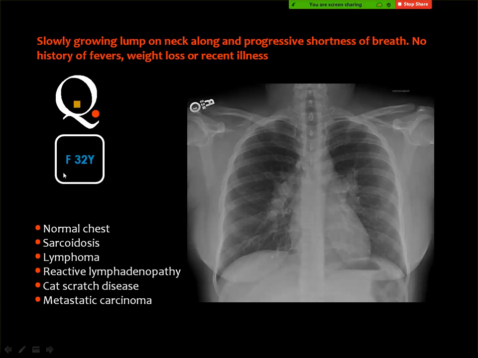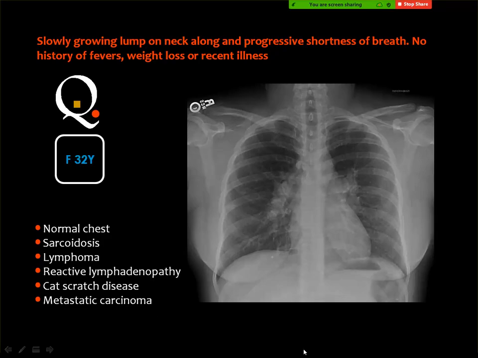And this is a female patient, 32 years old, with the chest X-ray. She had a slowly progressive lump on the neck with shortness of breath, no fever, no weight loss, or recent illness. This is a normal chest X-ray. Sarcoid, lymphoma, reactive lymphadenopathy, cat scratch disease, metastatic.